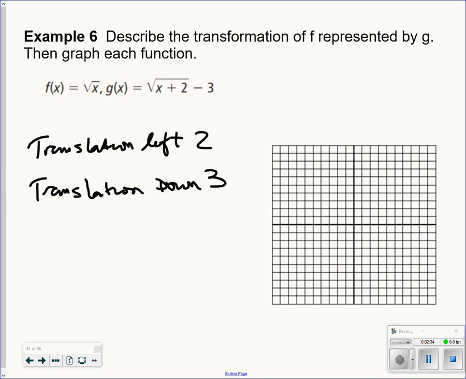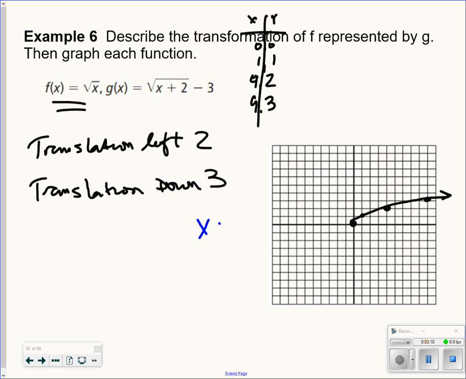So let's graph the original function, f of x equals the square root of x. So 0, 0, 1, 1, 4, 2, 9, 3. Those were all points that I graphed for the first one. Now, you can do this one of two ways. You can completely and separately do the other one.